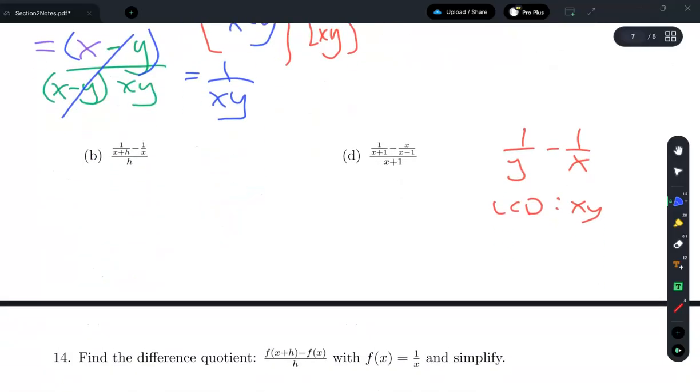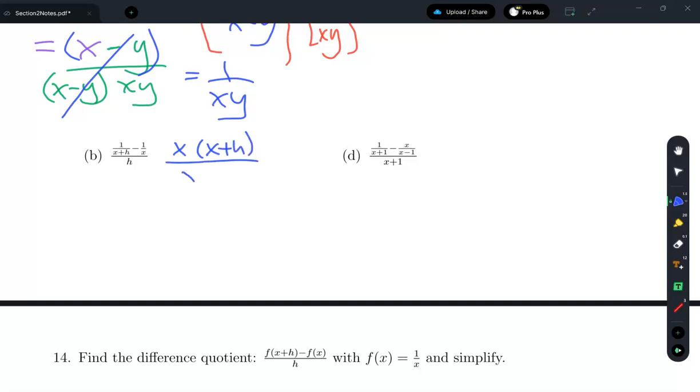Okay, so what about this one? If I was to add those two fractions together, I hope you can see that the least common denominator would be x times x plus h. x times x plus h. Remember, this is not an equation, so you have to multiply numerator and denominator by the same thing so that you don't change your bank account balance, right?